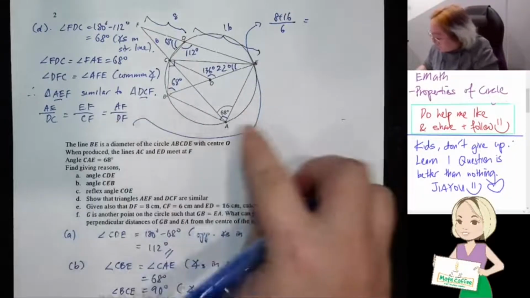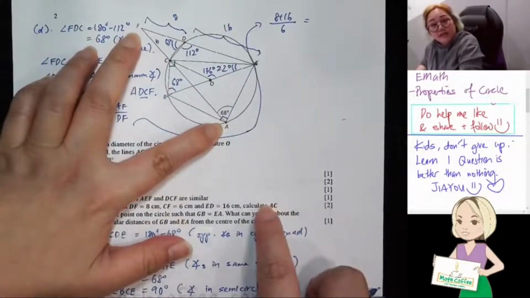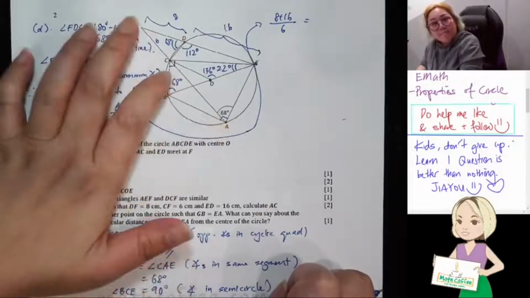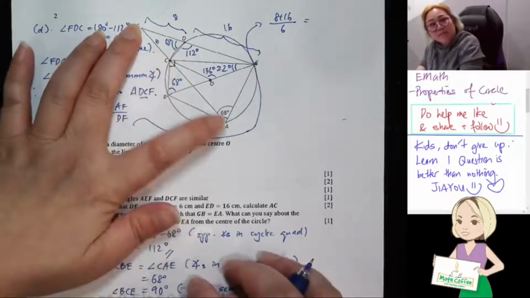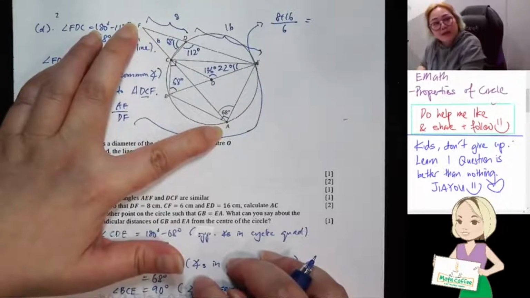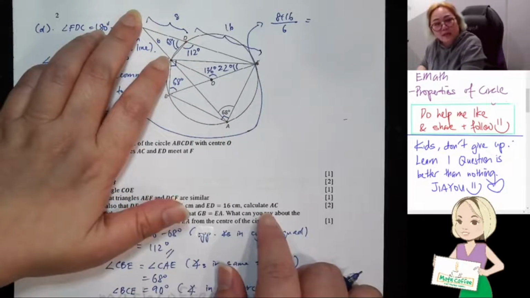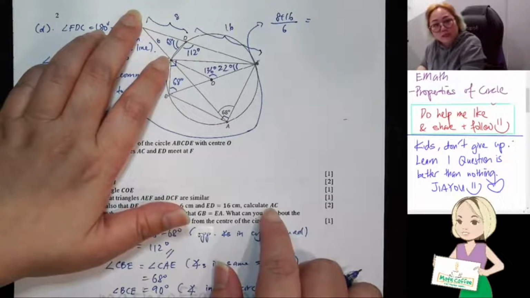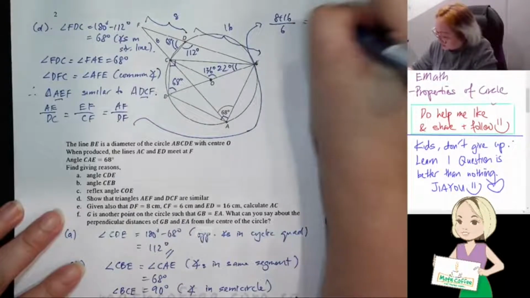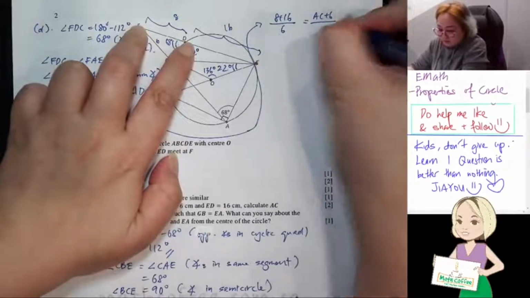AF, I don't have. But see, they asked me to find AC, right? But my AF, I can write it as AC plus 6. Okay, this is tricky. I do not have so-called AF. But I can break my AF to become AC plus 6. Because anyway, they're asking me to find unknown AC. So you just put, this is AC plus 6 over my DF. DF is 8. So it's 8.